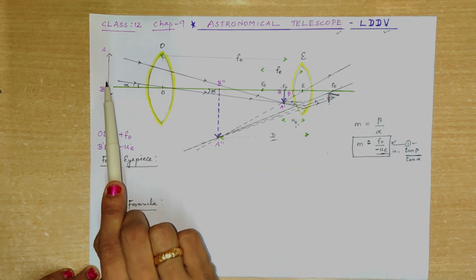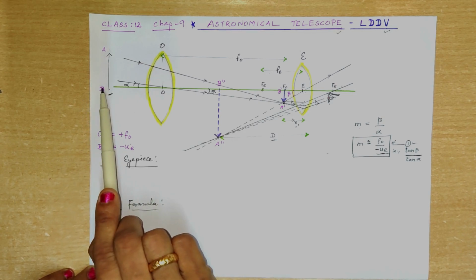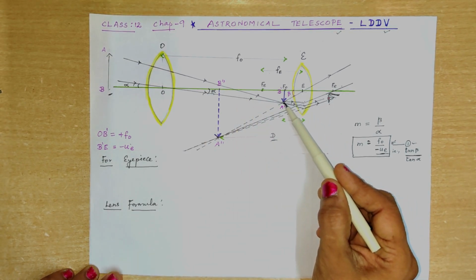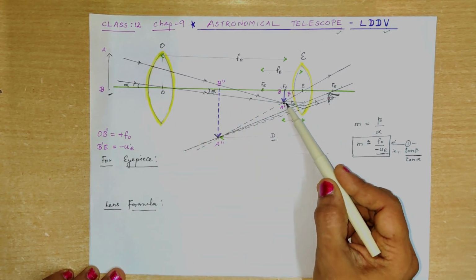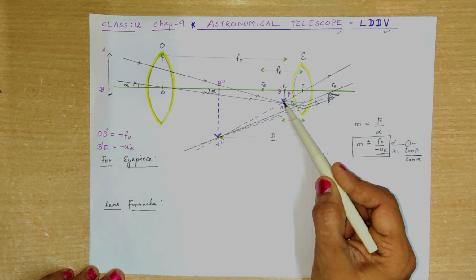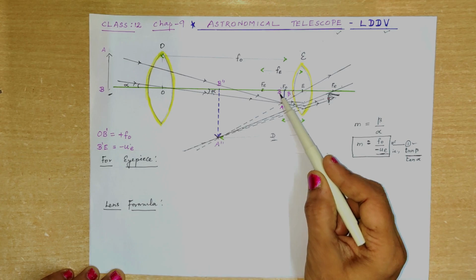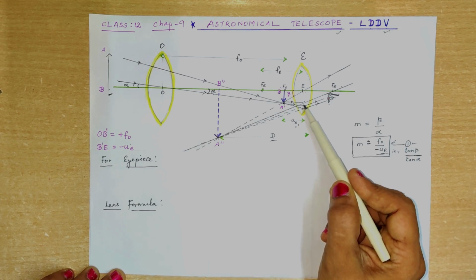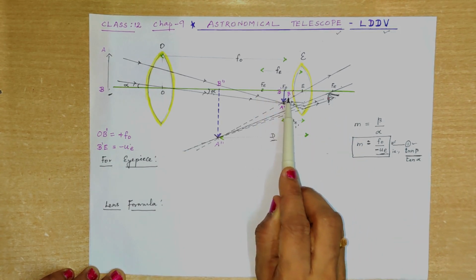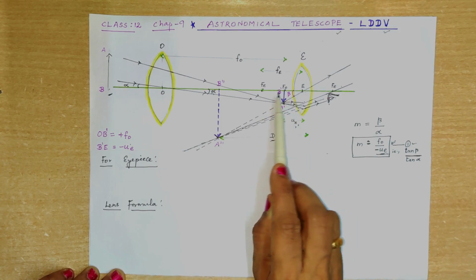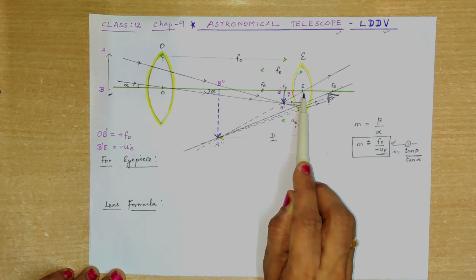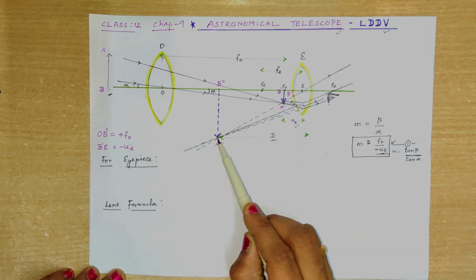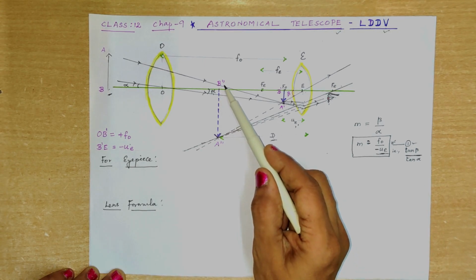Now, here the object is at infinite position. The rays coming from the infinite object form the image at this point. This is the focus of the objective lens. The image formed is inverted and it is a point image, A dash B dash. Now this behaves as an object for the eyepiece. So the eyepiece is adjusted in such a way that this image will be formed between the focus and the center of the eyepiece. And this A dash B dash would form the image here on the same side, that is A double dash B double dash.